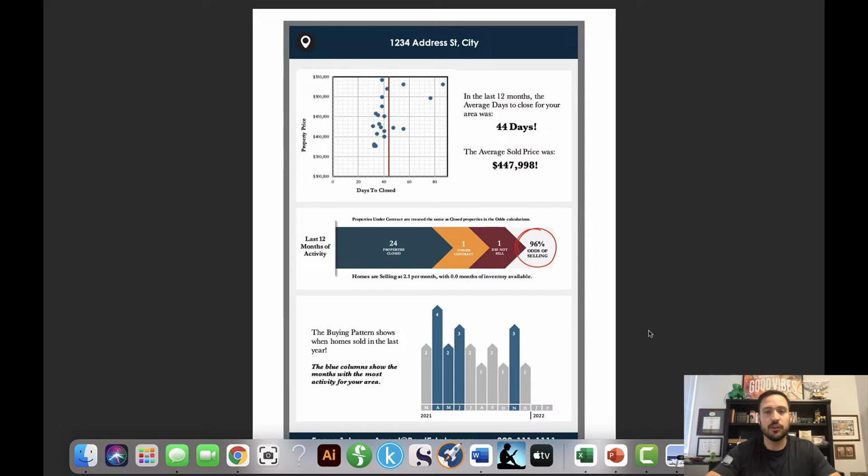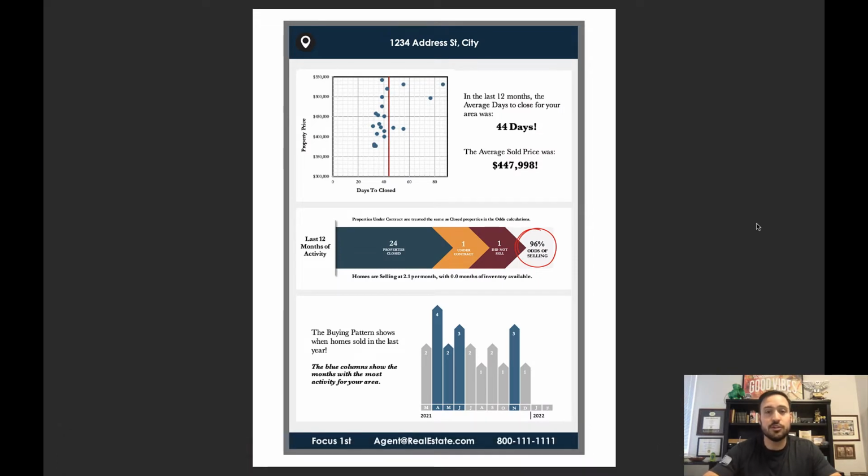Go into your report. When you meet with your customers, what you're going to do is read through this report and just explain each graph. So for example, this report shows the last 12 months of activity for the neighborhood. In that neighborhood, you can see this top graph here, every blue dot is one of the homes that's sold. Now the last 12 months, the average time to sell, or average time to close in this case, which is this red line, was 44 days.